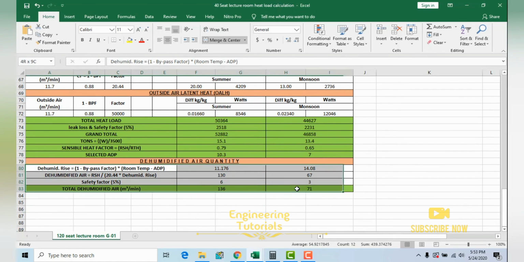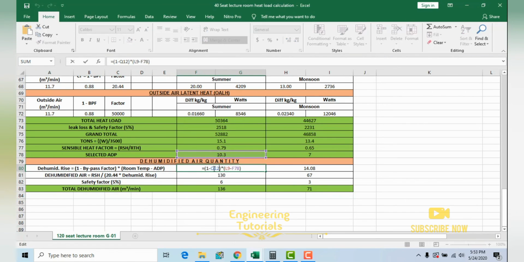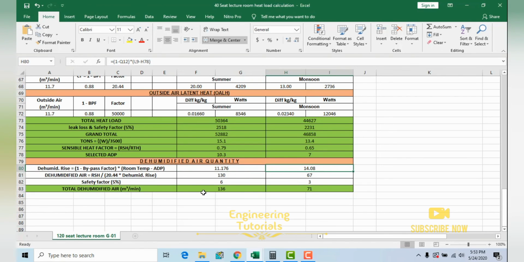And then finally we have to calculate the dehumidified air quantity. So dehumidified rise, first we have to calculate, that is 1 minus bypass factor into room temperature minus ADP. We know that bypass factor, that is 0.12, into room temperature, we know that 23 degrees Celsius, and ADP 10.3 for summer. So dehumidified rise is 11.17 for summer and monsoon is 14.